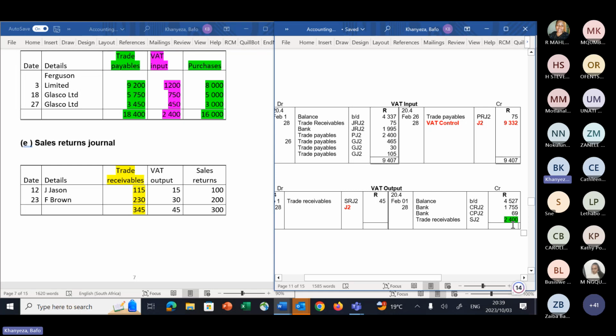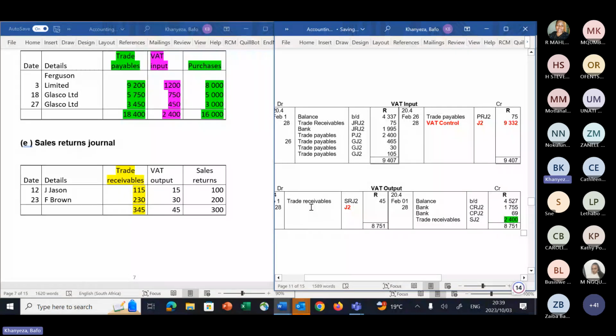Then now you balance everything. So the total here is gonna be, I just want to check what's gonna be the total. The total here is gonna be 8751.